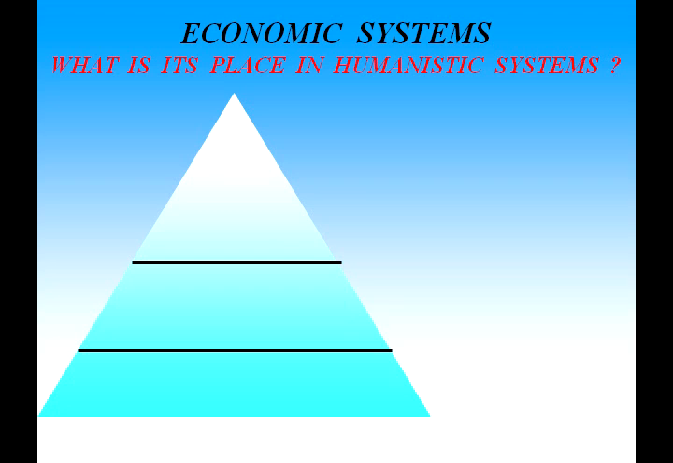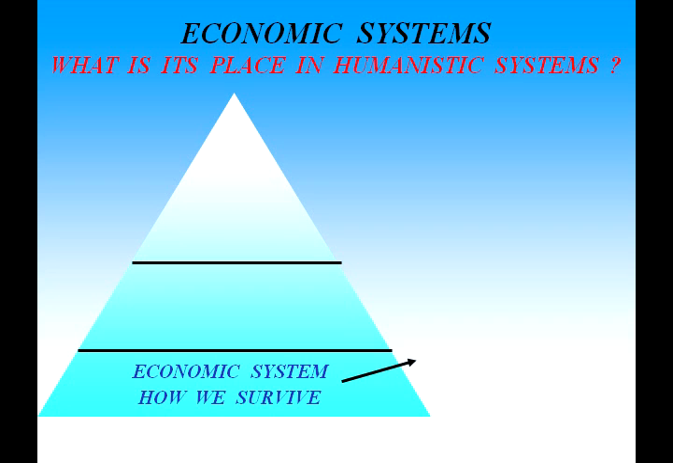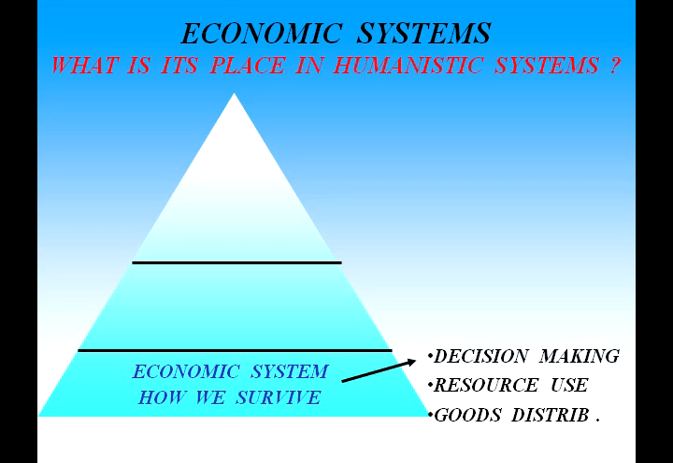I think you'll find this interesting when you take a look at what the other two humanistic systems are, but they are not a requirement for a society to function. So, the most fundamental humanistic system is the economic system, because it's through the economic system that we survive, it's how we make decisions, it's how we utilize resources and find resources to survive. It's how we distribute goods and services, and effectively how we trade.